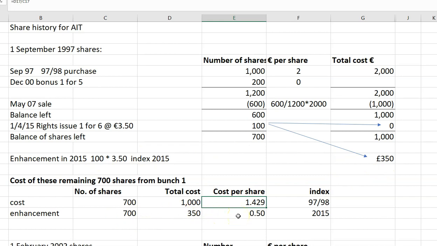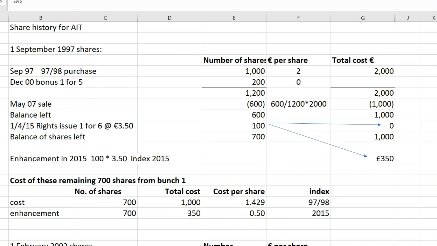Just watch out for the enhancement. People get confused and start putting in the 700 shares, and they say it's 350 per share or something. But it's the total cost of the rights issue, which is the number of shares in the rights issue multiplied by the 350 in this instance, and that gets divided by the total number of shares remaining after the rights issue. So that's bunch one's cost.